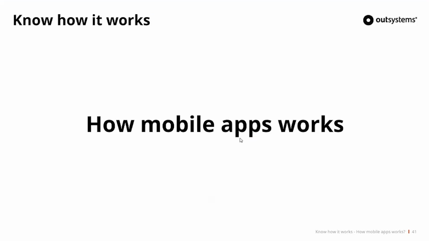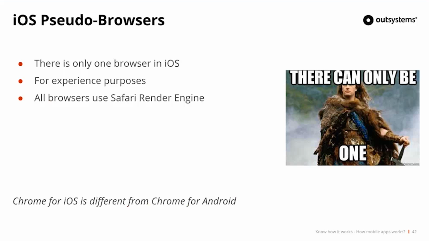So now we already know what is happening under the hood. We already know the tools that are available, what is happening in the browser. Now we are going to see some characteristics about mobile applications.